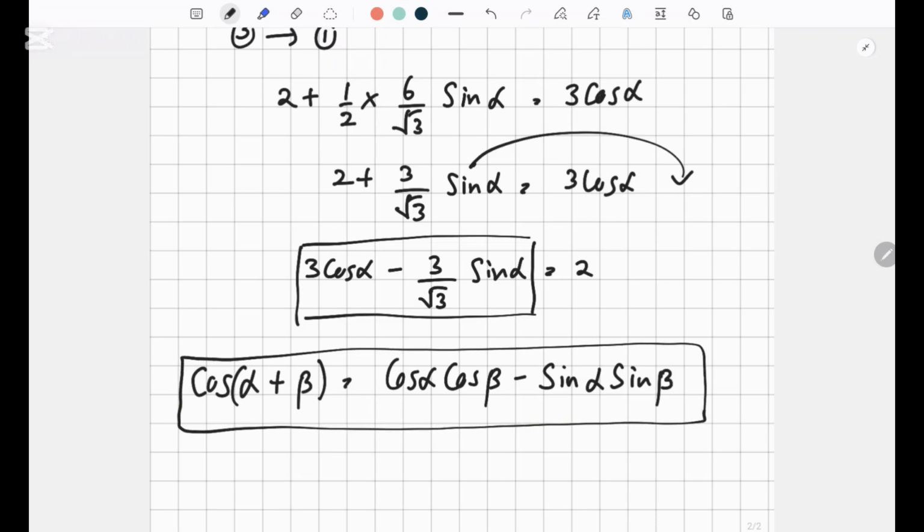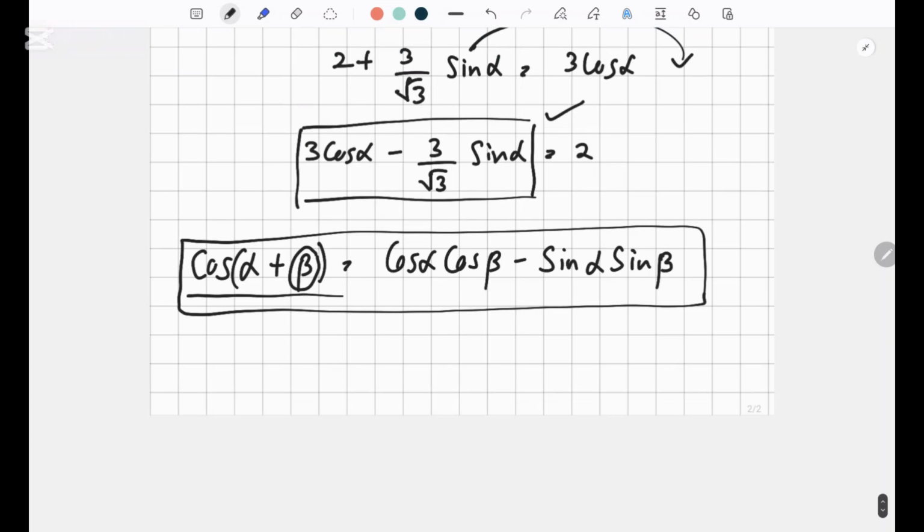Any two angles for cos, any addition of two angles equals to that. So cos alpha, we don't know, right? But this angle, beta, we should find a value for beta. So we are writing this in this format. So we can find the angle straight away.